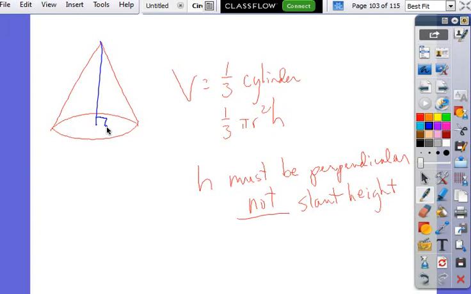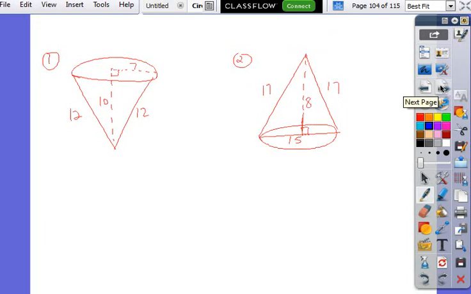So why do they put the slanted ones on the side? Just to knock you off? Just to see if you know what you're supposed to be doing.